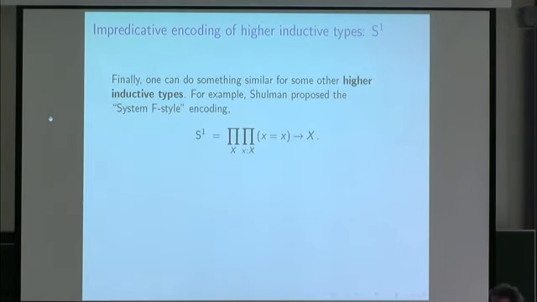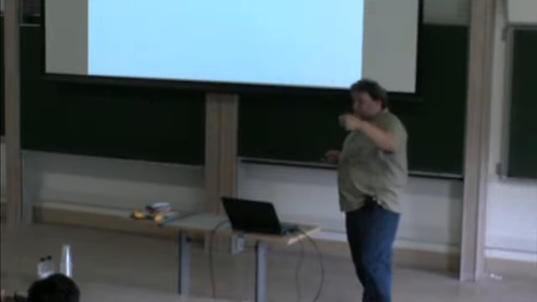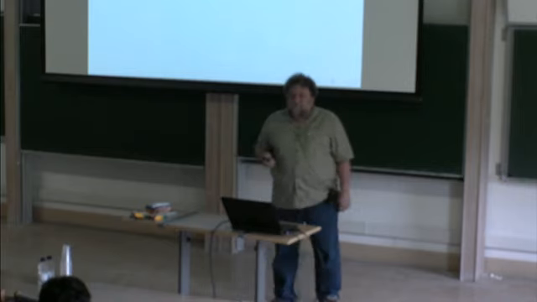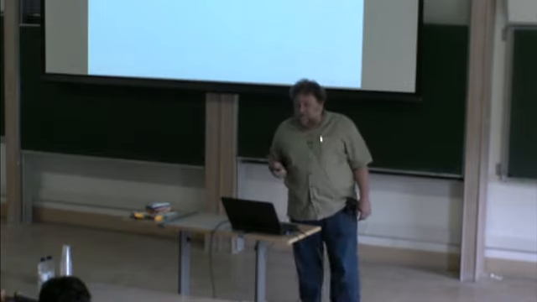Finally, just to give you a glimpse of what I said was our goal: our goal is to encode some higher inductive types. Mike Schulman, who originally called attention to this idea of impredicative encoding, said maybe we could encode the circle, the one sphere, like this. That's a mysterious formula. I'll show you where it came from in a minute, but that's an enticing idea.